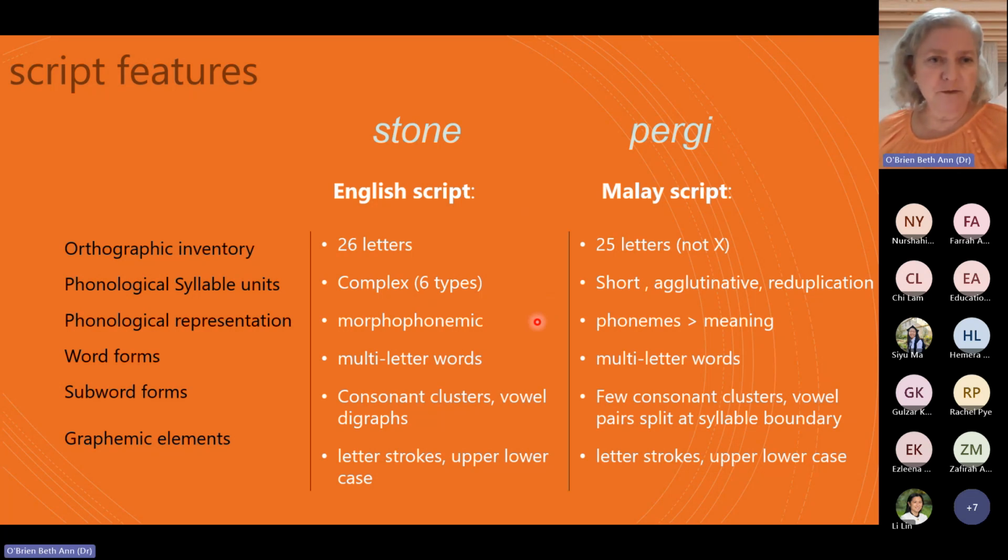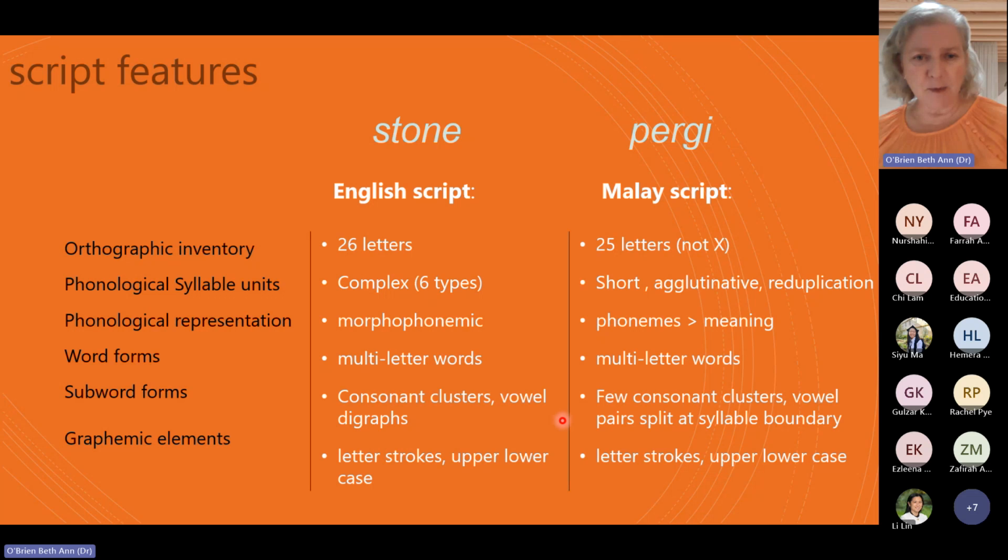In terms of phonological representation, English is sometimes described as morphophonemic because some words, particularly some of the irregular words, might not be decodable because the meaning or the morphology of the word is preserved over the sound structure of the word, whereas Malay script predominantly has coding of phonemes before meaning. Both have multi-letter words. And English differs from Malay in terms of things like consonant clusters. There's less consonant clusters in Malay script.